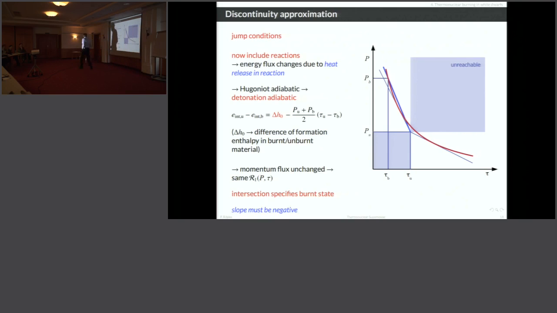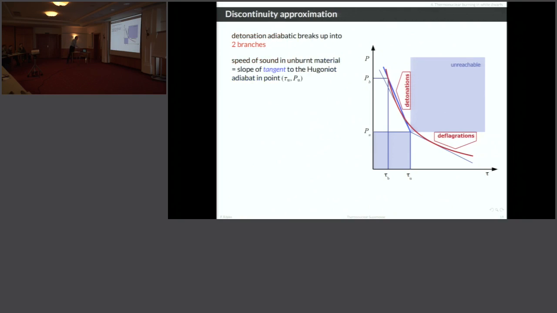Okay, so the potential post-combustion wave states, the burn states, can lie either on the upper branch of the detonation adiabat or on the lower branch. So this divides the detonation adiabat into two branches. This part in the gray area cannot be reached, but the upper branch can be reached and the lower branch can be reached, because the Rayleigh line always has a negative slope.